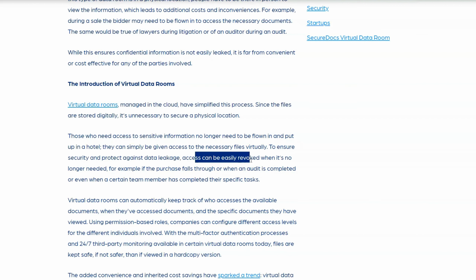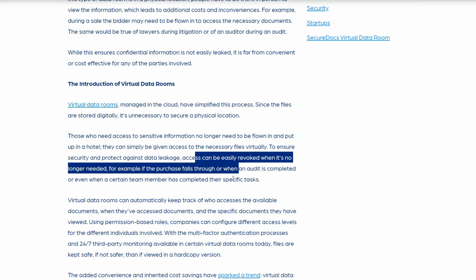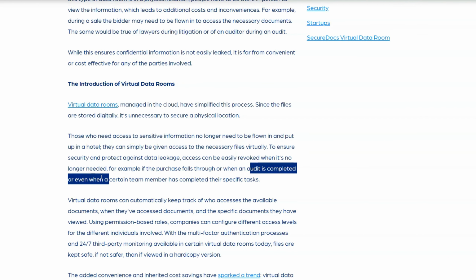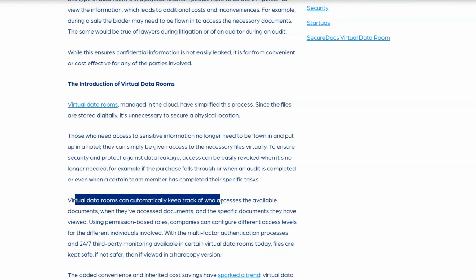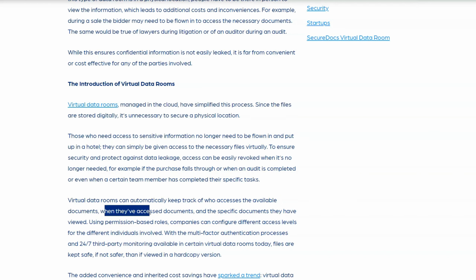Access can be easily revoked when it's no longer needed, for example, if the purchase falls through, when the audit is completed, or even when a team member has completed their specific tasks. Virtual data rooms can automatically keep track of who accessed the documents, when they accessed them, and the specific documents they have viewed.